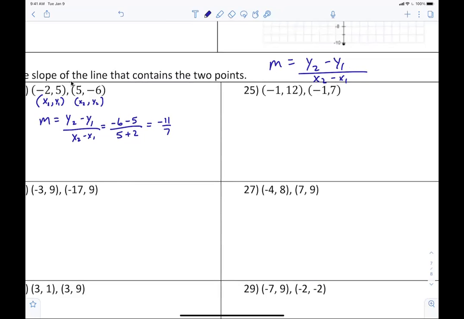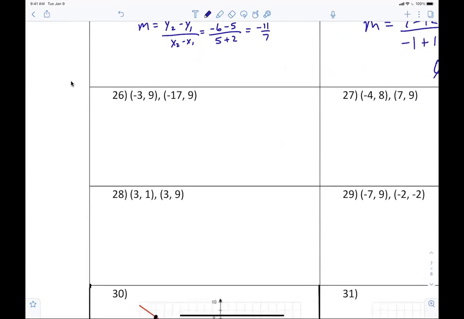Okay, so here we go, back on track. Sorry, we got the air going. All right, now for question number 25, again, m equals 7 minus 12 over -1 plus 1, which means we have -5 over 0, which means we say it's undefined or we say no slope. You cannot divide by 0. All right, next.